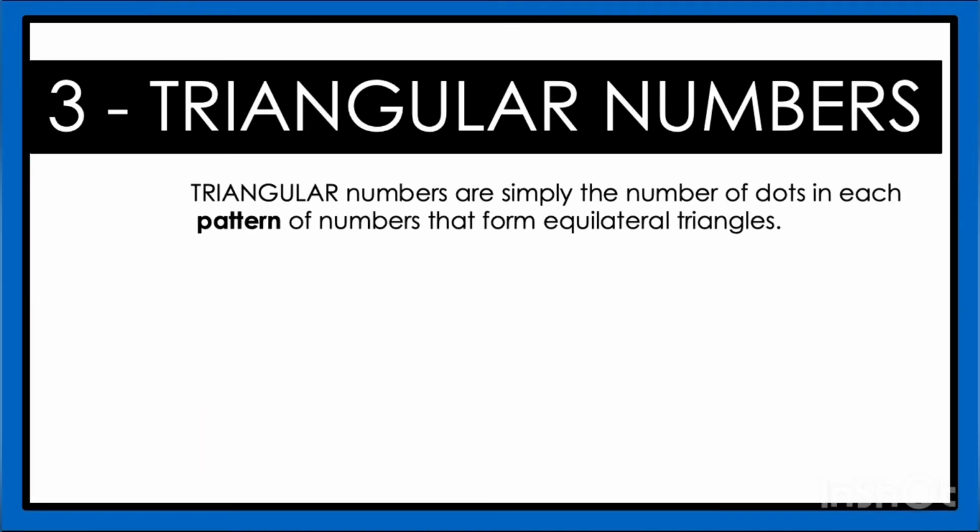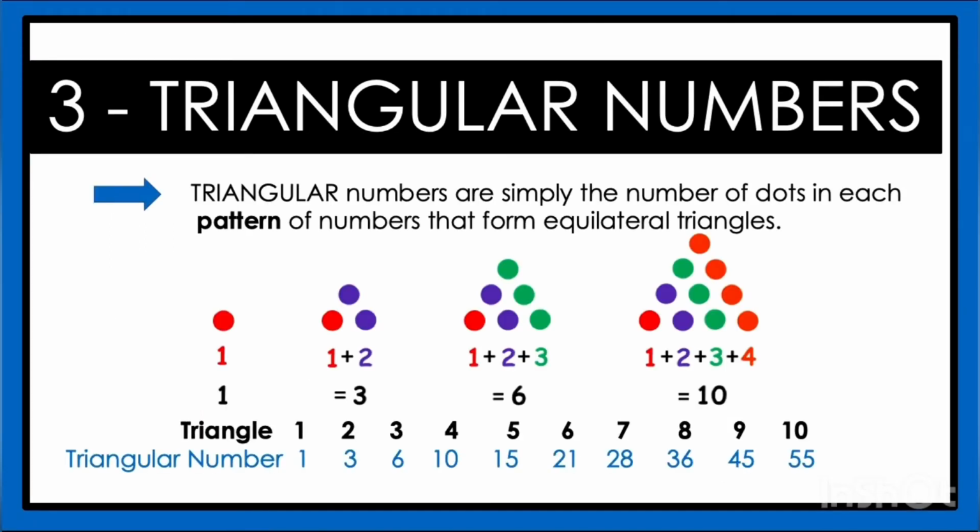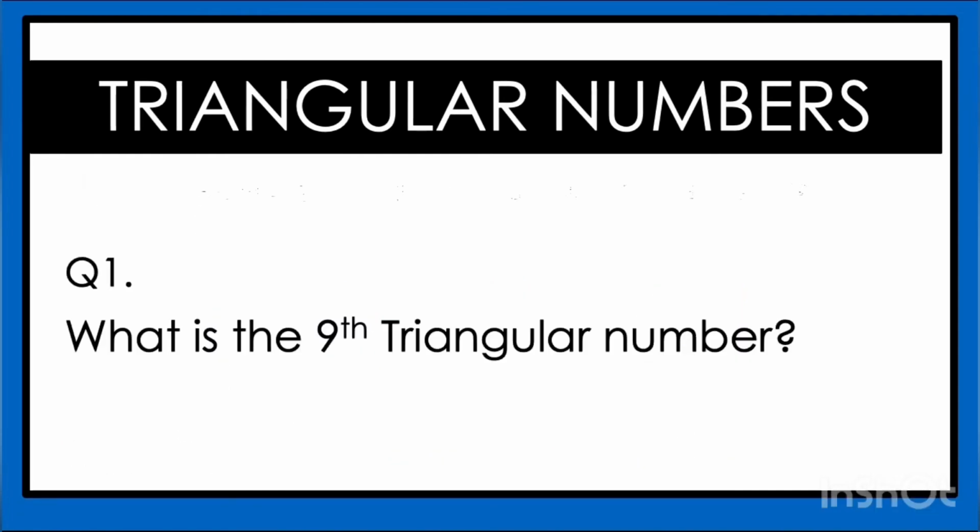Number 3, triangular numbers. Quite a bit more tricky, this one. But triangular numbers are simply the number of dots in each pattern of numbers that form an equilateral triangle. They're just a pattern of numbers you have to know, and we have to learn off pattern numbers from 1 to 10. Pattern number 1 has 1 dot, pattern number 2 has 3 dots because you add 2, pattern number 3 you add 3, pattern number 4 you add 4, and so on.